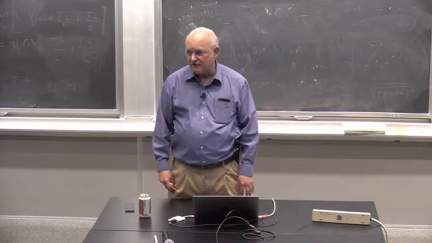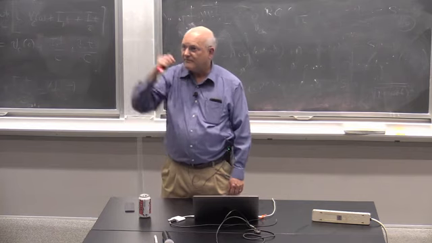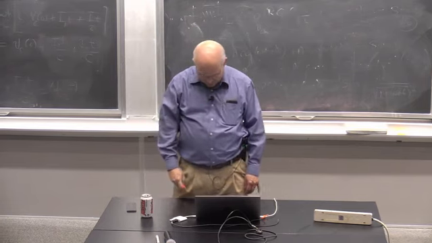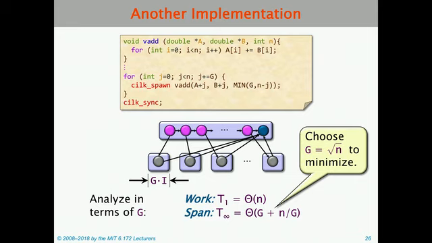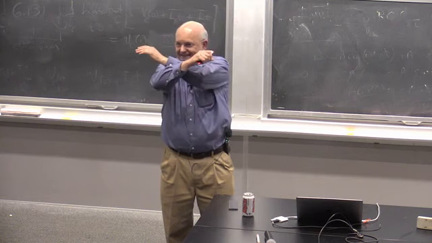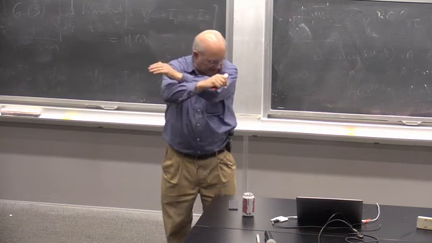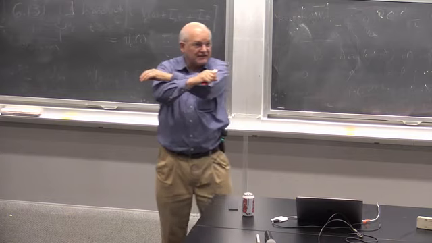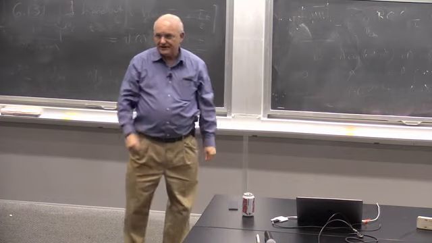What's the best value for g here? Yeah, you got it. Square root of n. So one of these is increasing. If g is increasing, n over g is decreasing. Where do they cross? When they're equal. That's when g equals n over g, or g is square root of n.